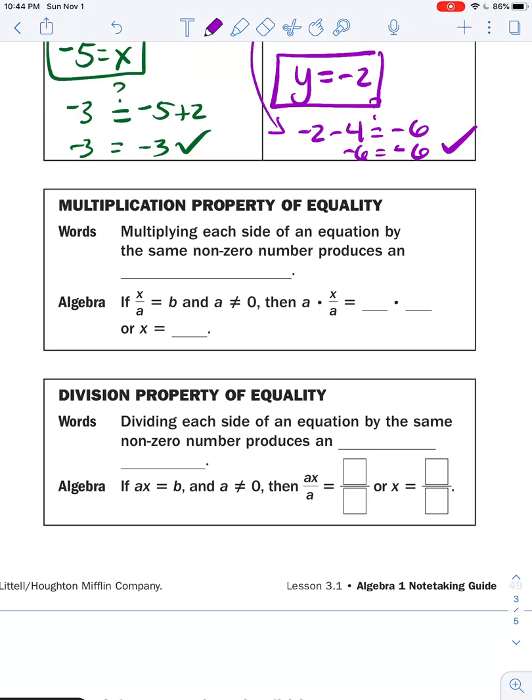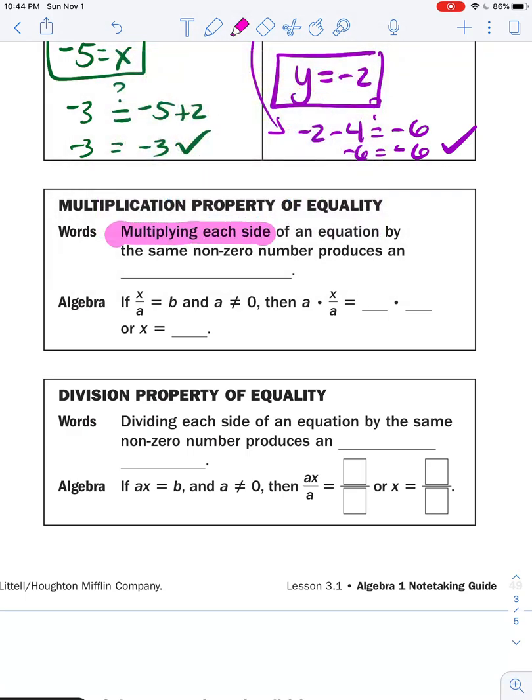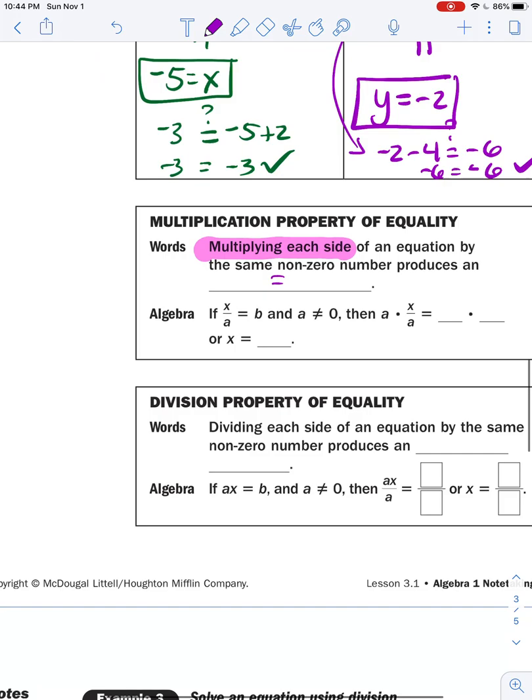Okay, so now we're going to go through the same thing and say, you can do the same thing with multiplying each side, and you're going to get an equivalent equation. So again, this is kind of writing it out side by side.